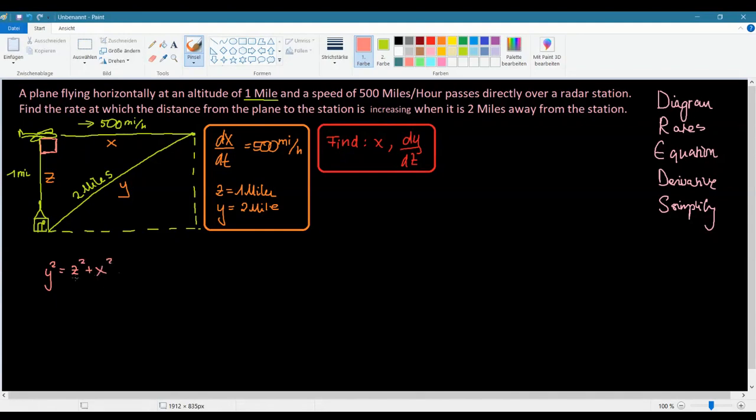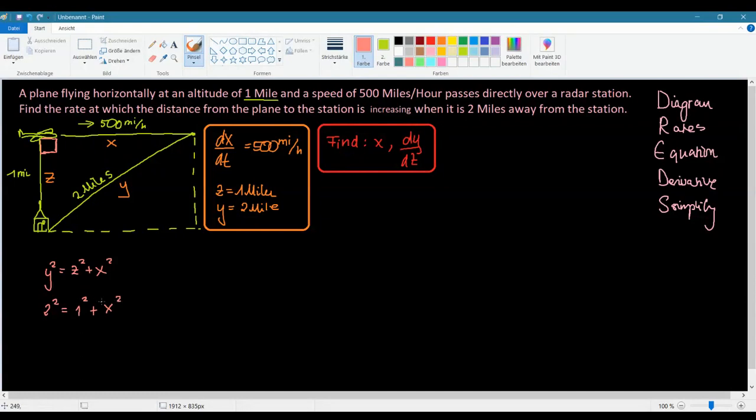And we know two of those lengths. We know what two of those variables are. We know that y is 2 miles and z is 1 mile. So we can solve for x. Well, that means that 2 squared is 1 squared plus x squared.